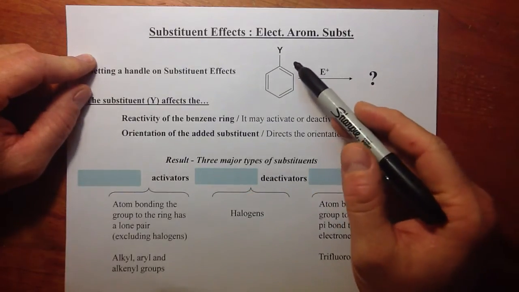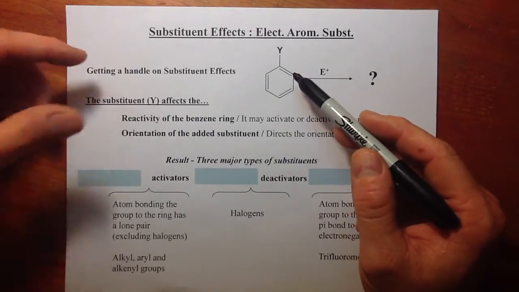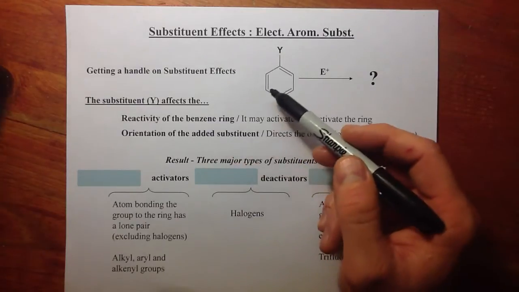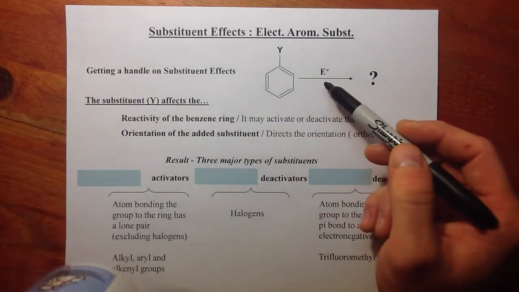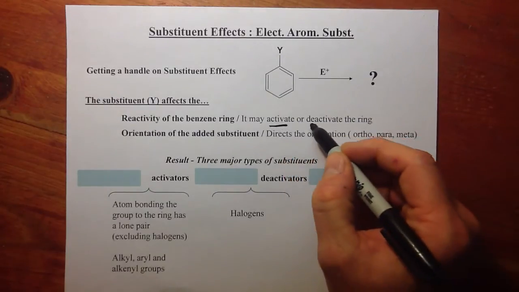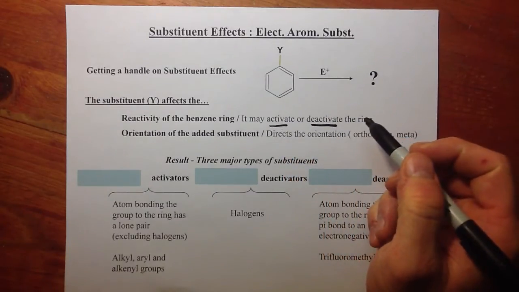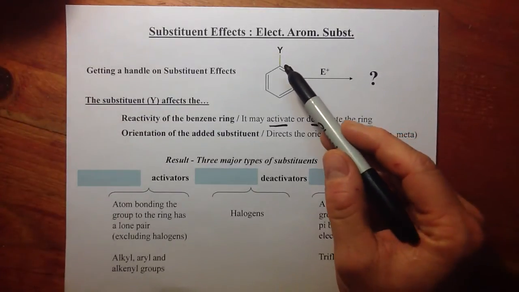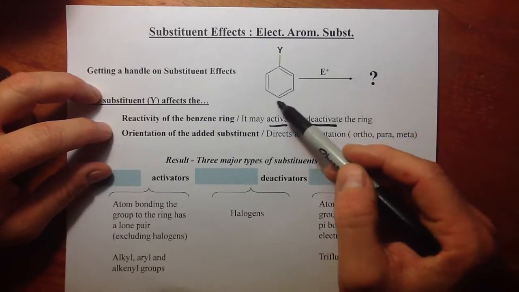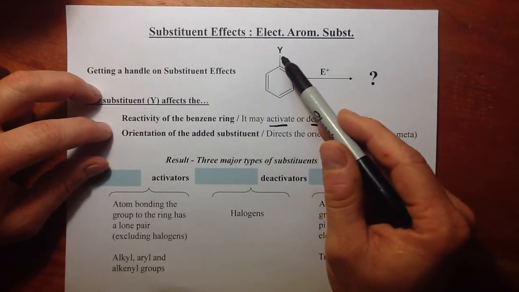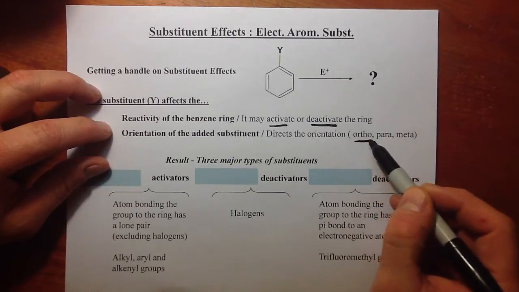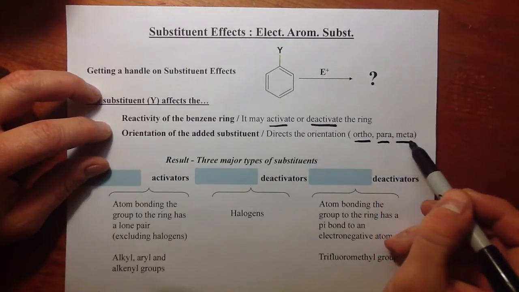Let's remember what that group's going to do. It's going to affect the reactivity of the benzene ring, and that's one issue. Does it make it more or less reactive towards this electrophile? It may, in other words, activate or deactivate. And then second, a separate issue, it may affect where the electrophile goes in reference to this substituent. So it directs the orientation, and we need to know what these positions are: ortho, para, and meta.